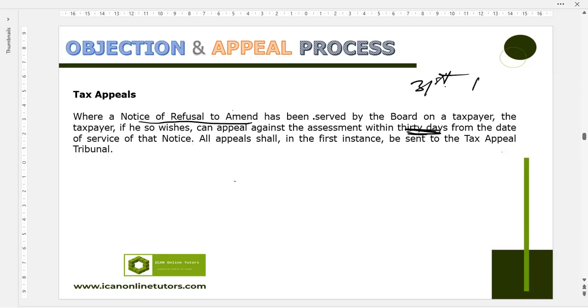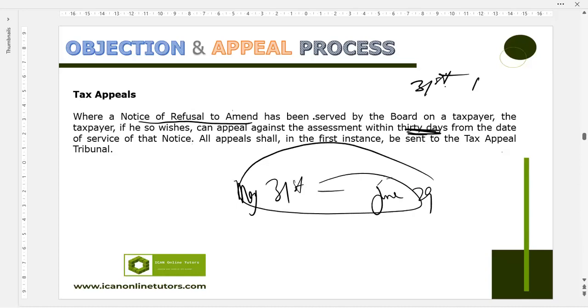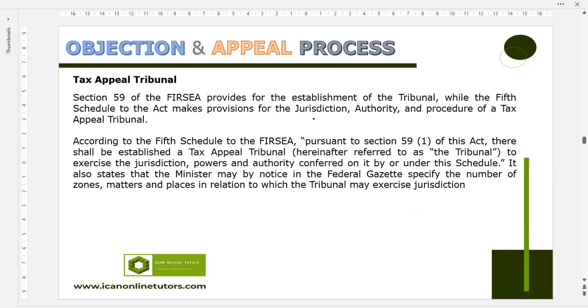So if you receive the notice on May 31st, your 30 days will expire on June 29. So if you take anything to the tribunal on June 30th, it will not be recognized. Okay, so then who is the tax appeal tribunal?